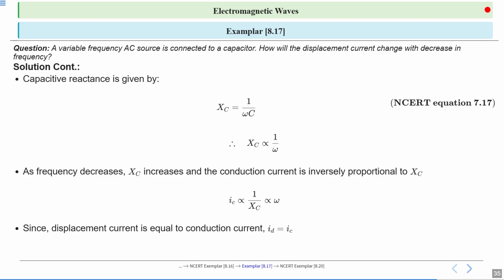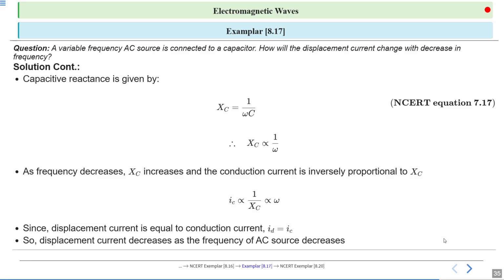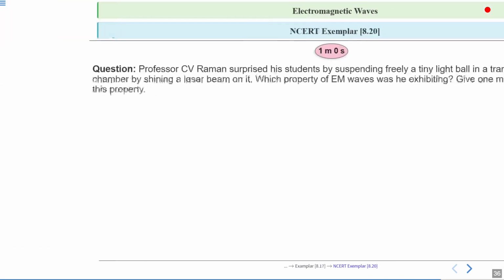So since the displacement current is equal to conduction current, we have derived the expression for it. Since the capacitor is connected to an AC source, displacement current is equal to conduction current, so Id equals Ic. That means displacement current will also decrease when frequency decreases. So displacement current decreases as the frequency of the AC source decreases.